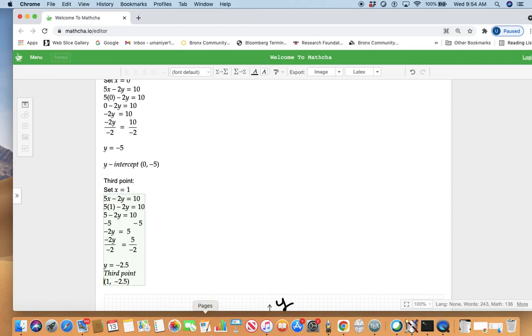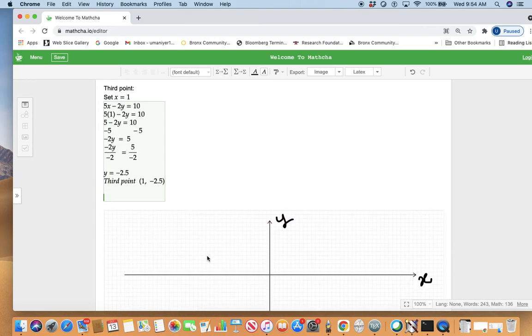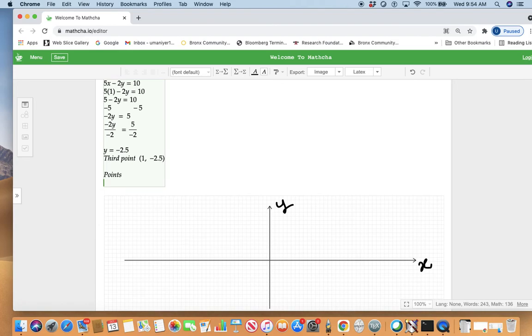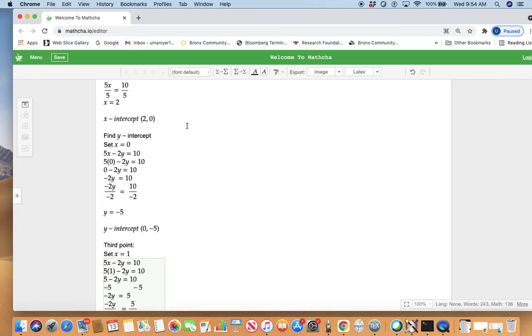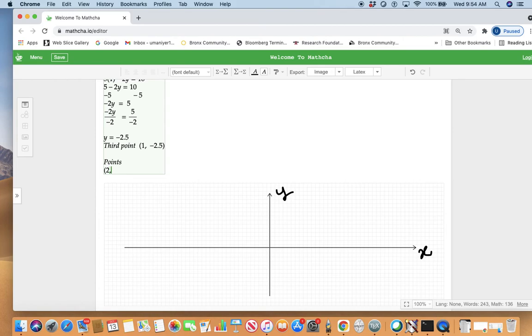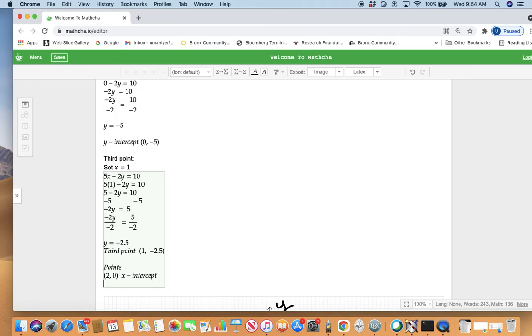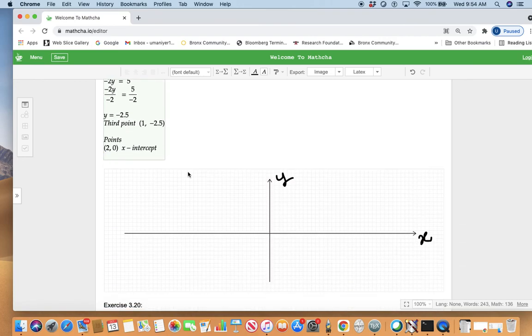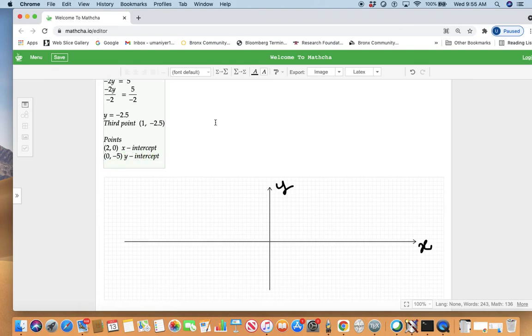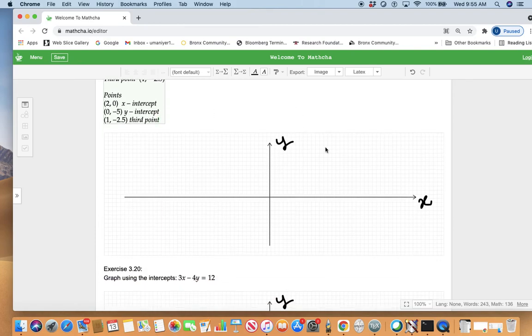Okay, this is the third point. Now you are ready to write down all the 3 points we have, right? So what are the points? First, the x-intercept 2, 0. Next, the y-intercept 0, -5. And lastly, the third point, 1, -2.5. Okay, now we are ready to graph.